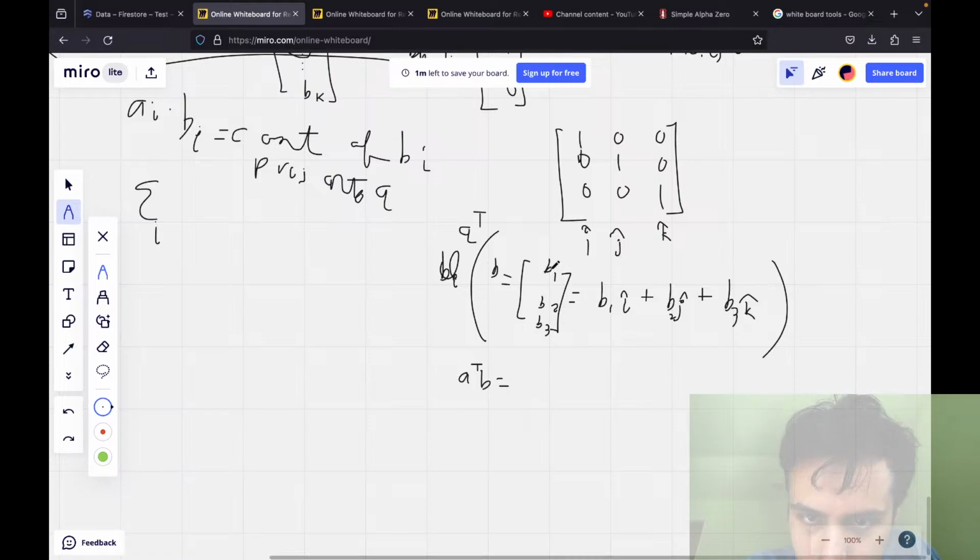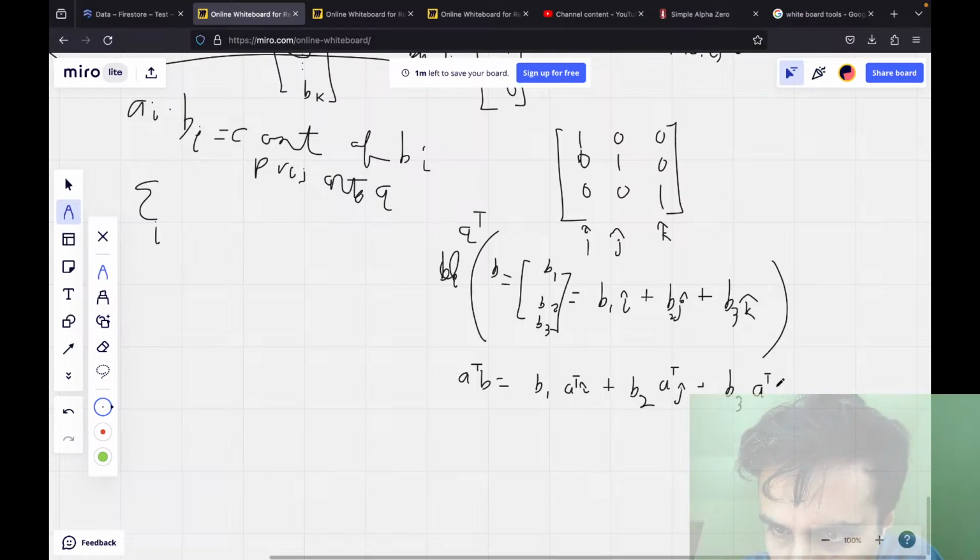B1, B2, B3 are actually scalars, so we can push them out. So we get B1 times A transpose of i hat, plus B2 times A transpose of j hat, plus B3 times A transpose of k hat. So this dot product is the sum of three different terms.